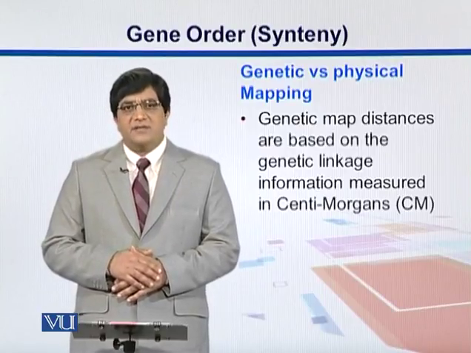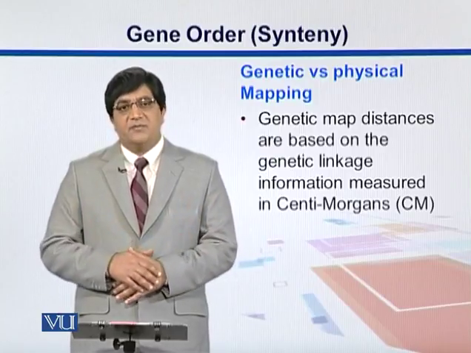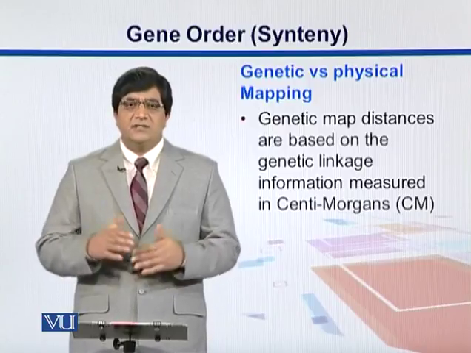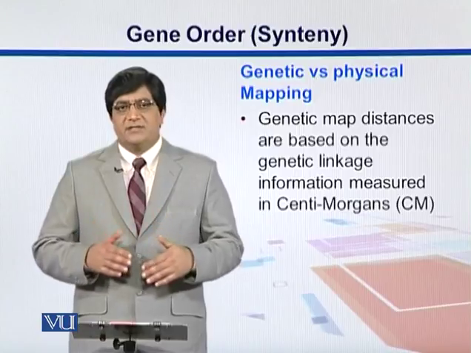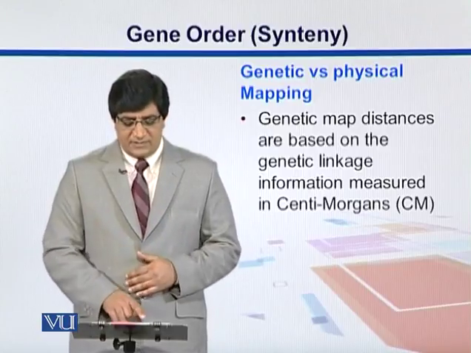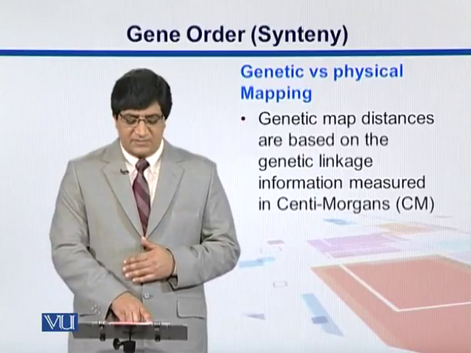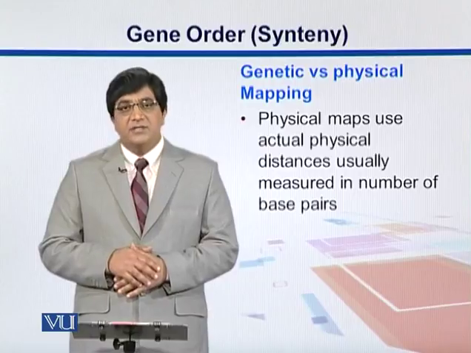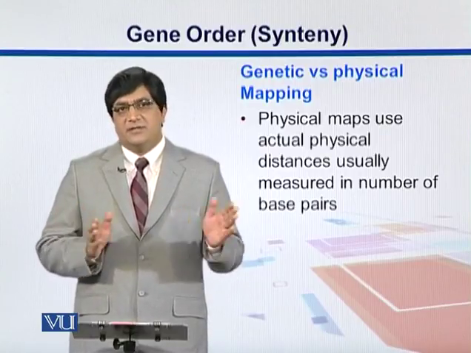Genetic map distances are actually based on the genetic linkage information, which is measured in centimorgan scale. So we get the recombination frequencies among the genes, from which we get these centimorgan distances, and we put those genes on the chromosomes on the basis of the distances. Whereas in physical mapping, we actually use the actual distance in terms of the base pairs among the different genes.